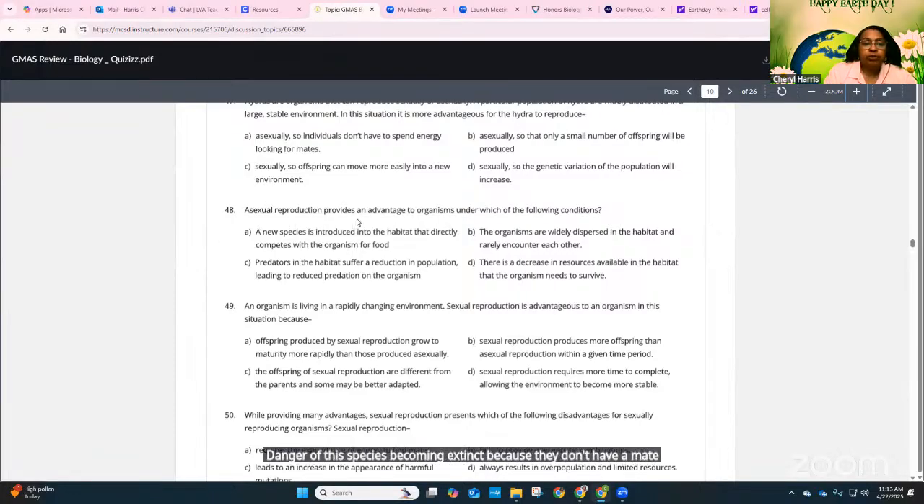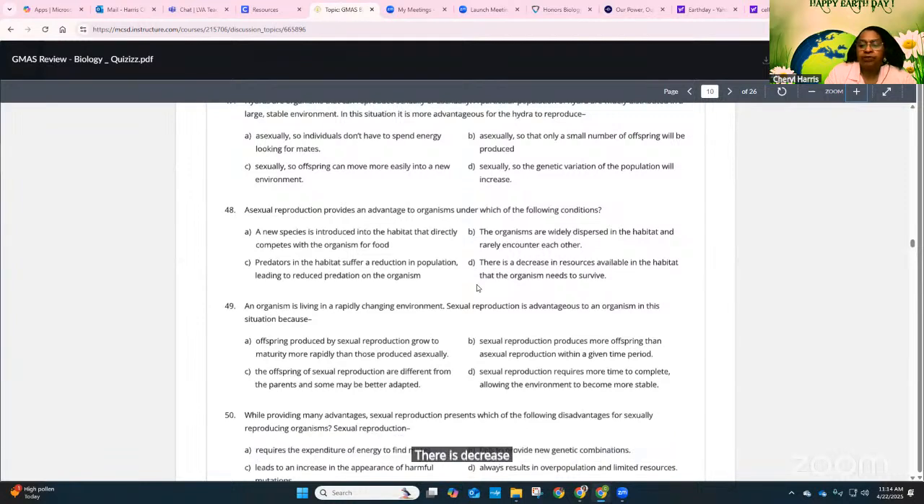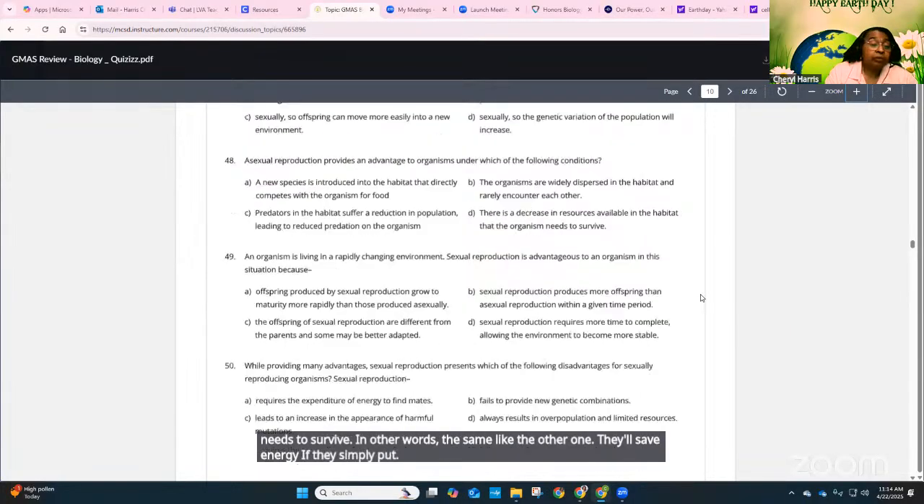All right, asexual reproduction provides an advantage to organisms under the following conditions, and that would be D. There is a decrease in resources available in the habitat that the organism needs to survive. In other words, the same as the other one. They'll save energy if they simply stay put and asexually reproduce.